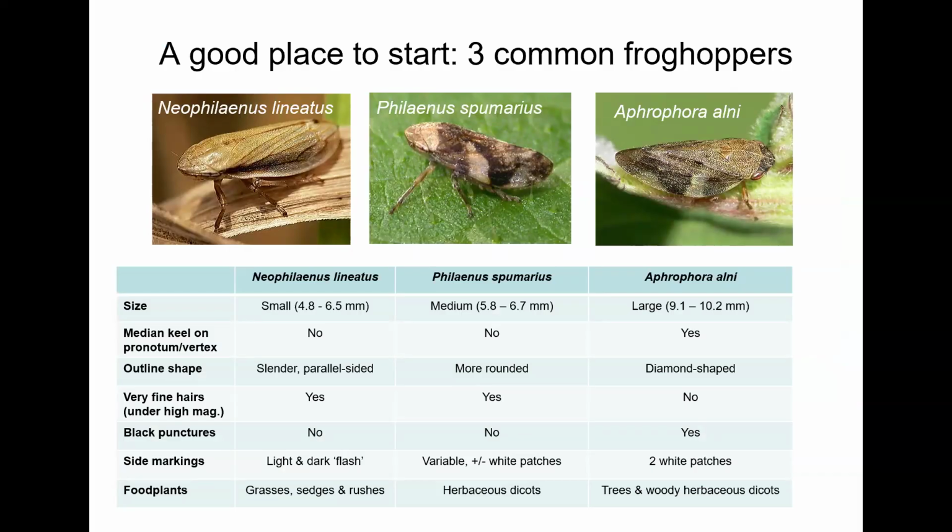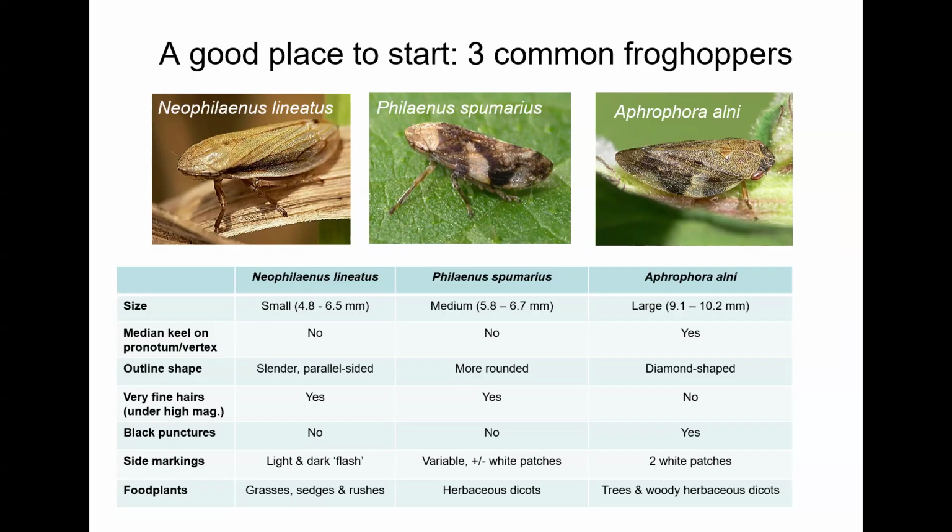They represent different sizes, small, medium, and large. There's a table here that shows the basic differences in terms of the shape and the size and whether or not they have those fine hairs and the black punctures and so forth. So I think for newcomers to this particular group, if we could get to grips with these three, really be able to recognize those in the field, that would be a big step forward.